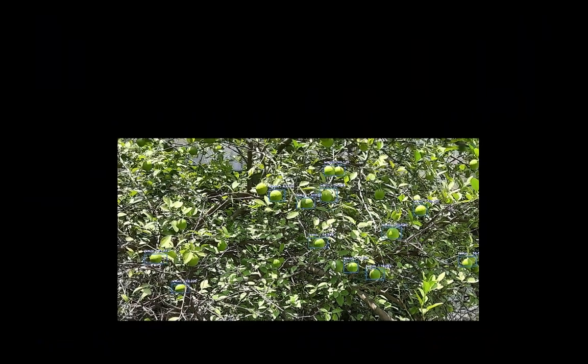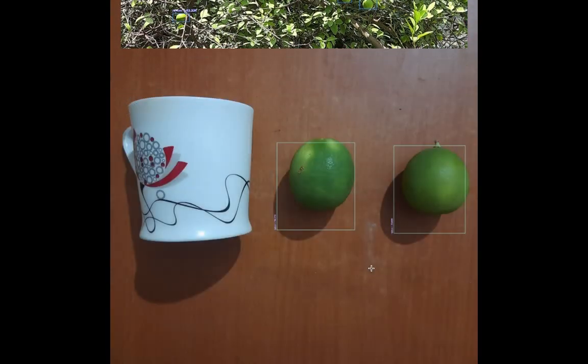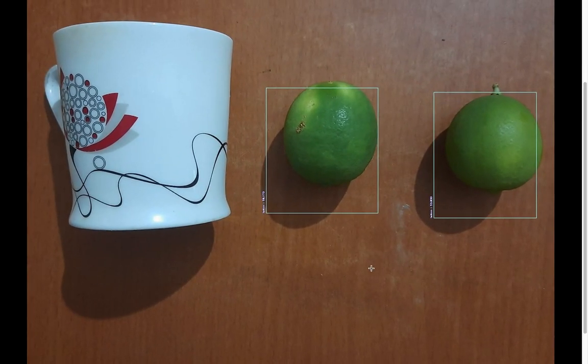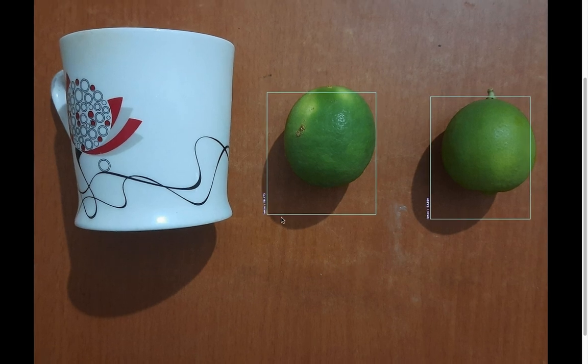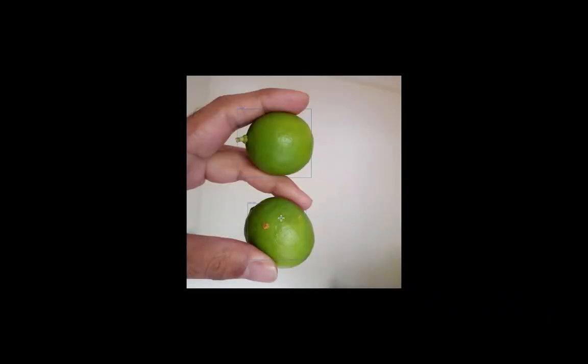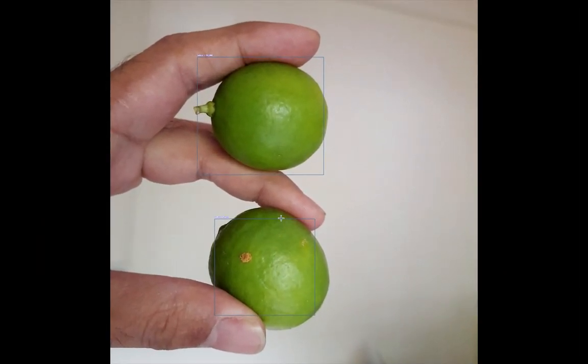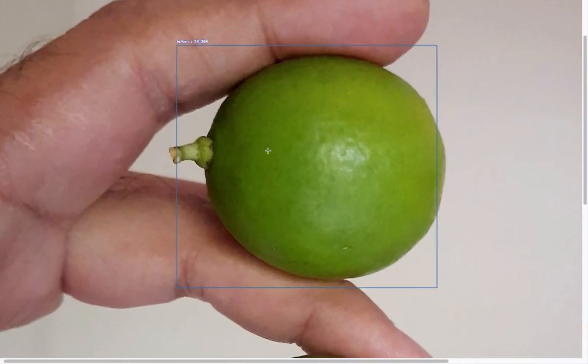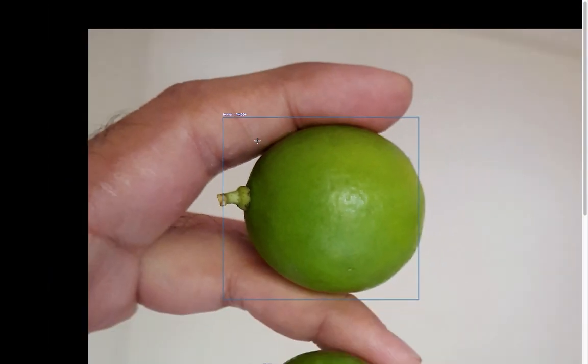While I was at it, I also had some fun with these images and went ahead and did some experiments. So here are two lemons along with a cup, and it was able to identify those. Next, these are two lemons again in my fingers, and it was able to identify those two, as you can see here, and the score it has given is around 56. Next, these are the same lemons in a fridge, and we can see that it was able to identify that those two in that particular picture were lemons.